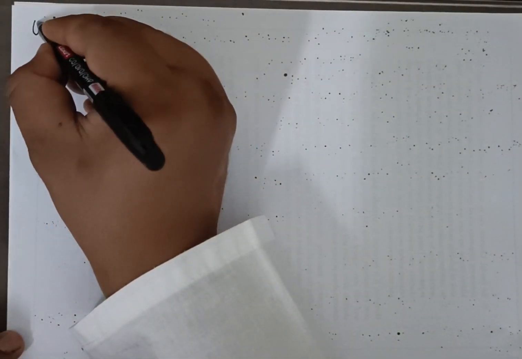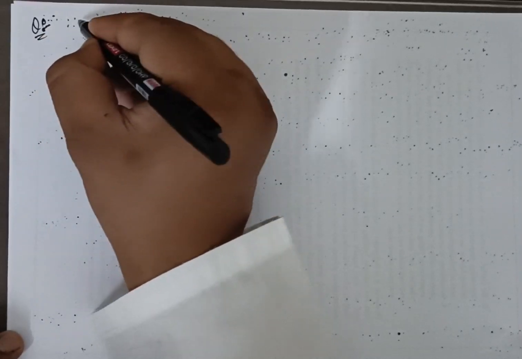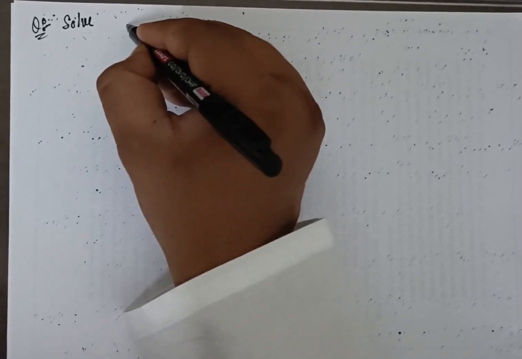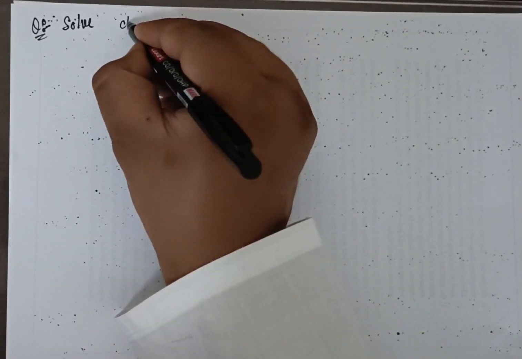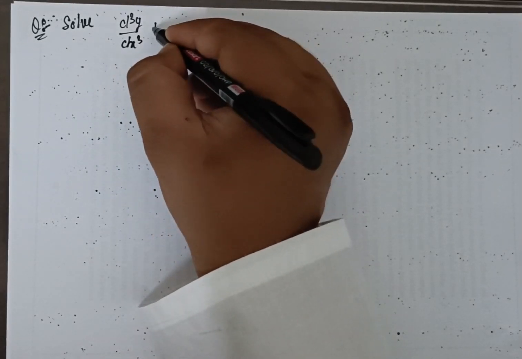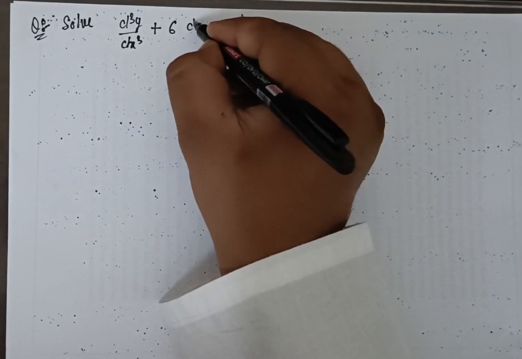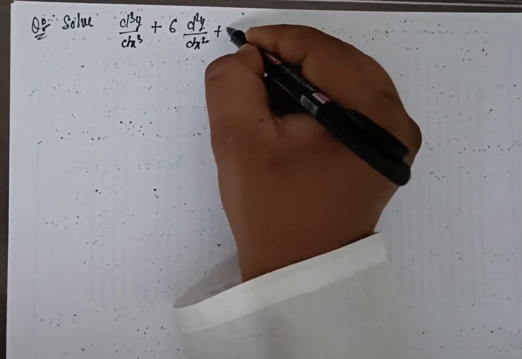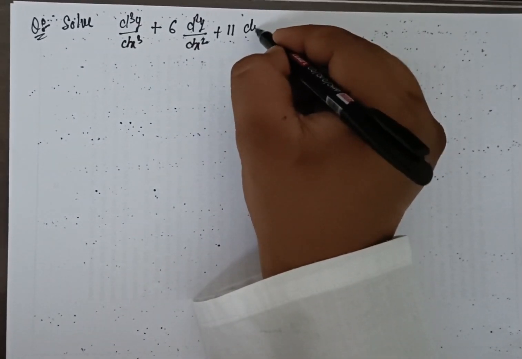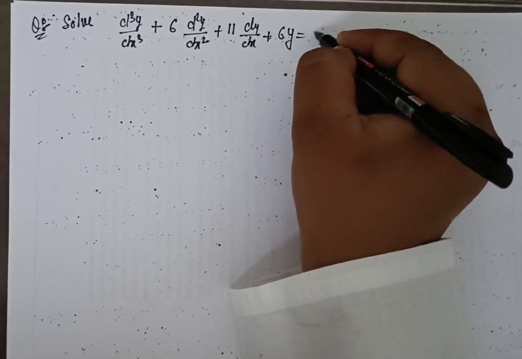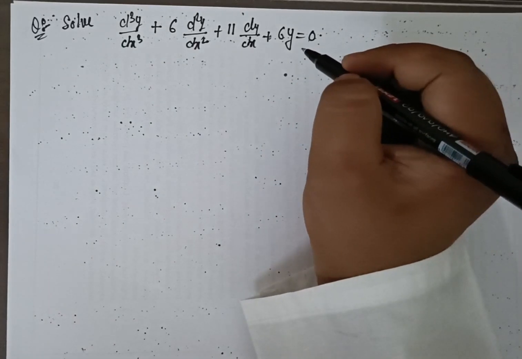Now we solve the question. The question is: solve d cube y upon dx cube plus 6 times d square y upon dx square plus 11 times dy upon dx plus 6y equals 0. Okay, now we need to solve it.